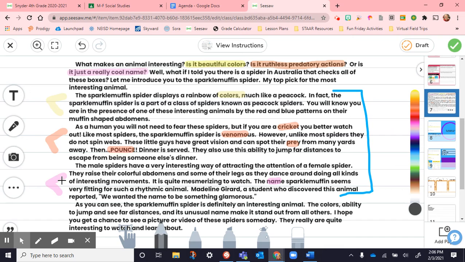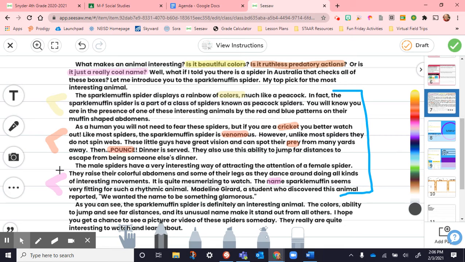So I said, the male spiders have a very interesting way of attracting the attention of a female spider. They raise their colorful abdomens and some of their legs as they dance around doing all kinds of movements. It is quite mesmerizing to watch. The name Sparkle Muffin seems very fitting for such a rhythmic animal. Madeline Garrard, a student who discovered this animal, reported, "We wanted the name to be something glamorous."